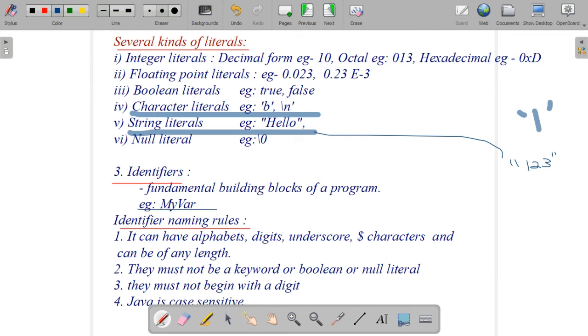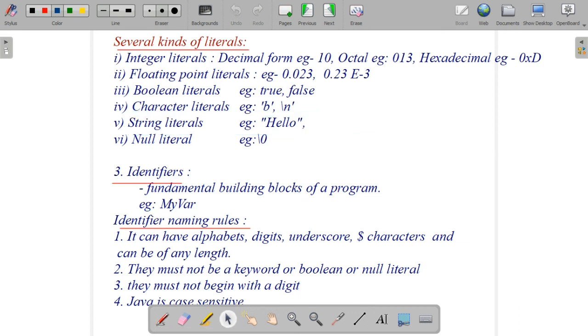If we are learning methods, we are writing different method names. These are designed by programmers, so these are known as identifiers. So what are identifiers? Identifiers are the names given by the programmer to various program units of Java. Identifiers are the names of variables, methods, classes, packages, and interfaces.